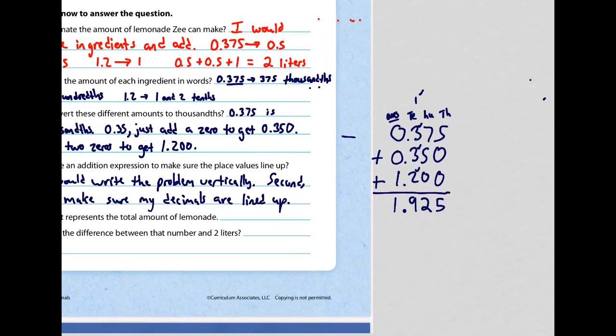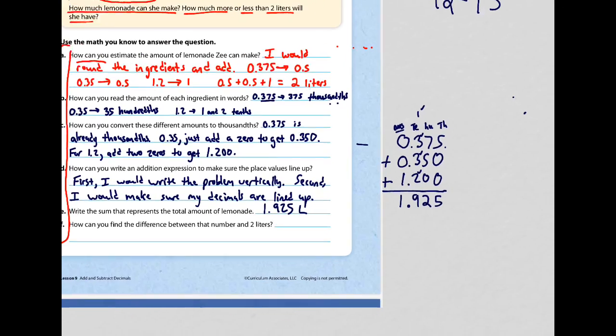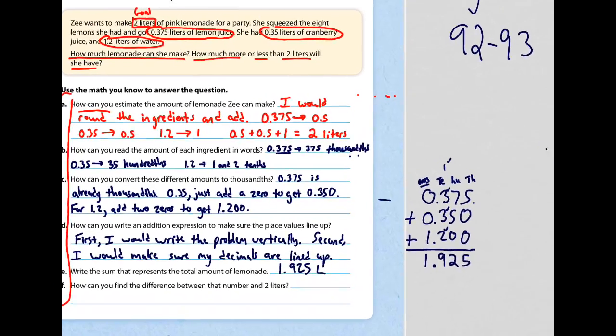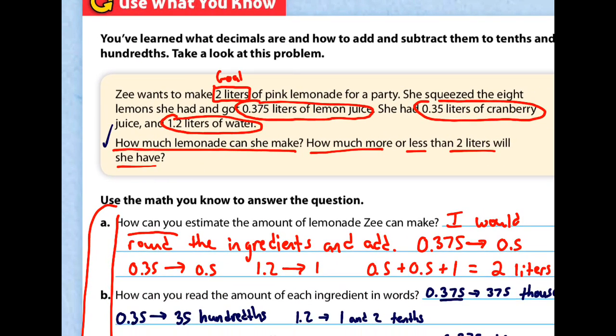So for E, I have 1.925, or 1 and 925 thousandths liters of lemonade. Okay, if you had that right, good. If not, please pause the video and make your correction. Now last, it says, how can you find the difference between that number and 2 liters? Remember, we just answered this first question, how much lemonade can she make? And now we have to say how much more or less than 2 liters will she have?